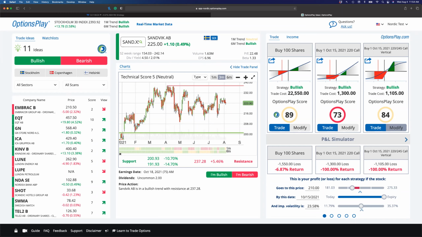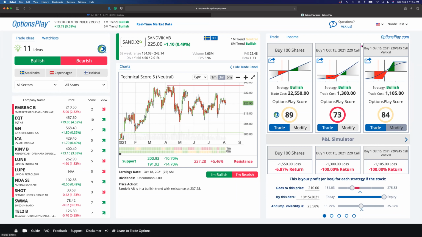So here, if I'm wrong and the stock declines back towards the bottom end of the range, back to 210, if I bought 100 shares of the stock, I would risk 1,500 crowns. If I bought the call spread, I would risk 1,100 crowns. So my first goal is to reduce risk, right? So if I'm wrong, I want to risk 1,100 crowns versus 1,500 crowns.